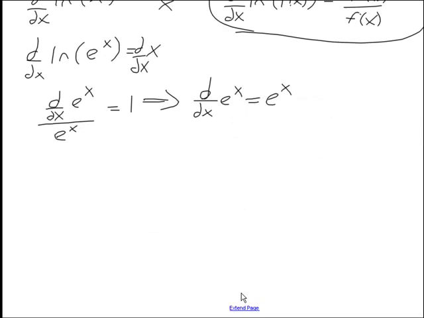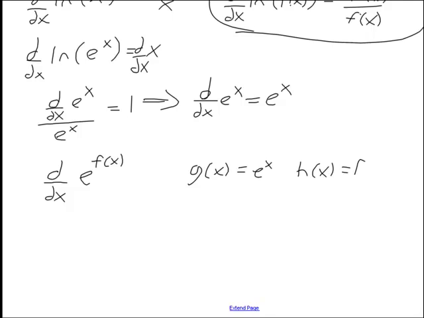So what if we don't have just x, but we have some function of x? If it's the derivative of e to the f of x, well, here we can use our chain rule again. So we can say that g of x is equal to e to the x, and that h of x is equal to f of x. So if we do that, that means g of h of x will equal e to the f of x. So we can say that e to the f of x is equal to g of h of x.